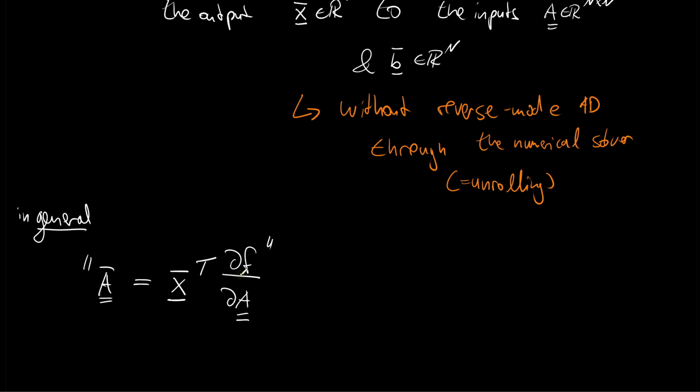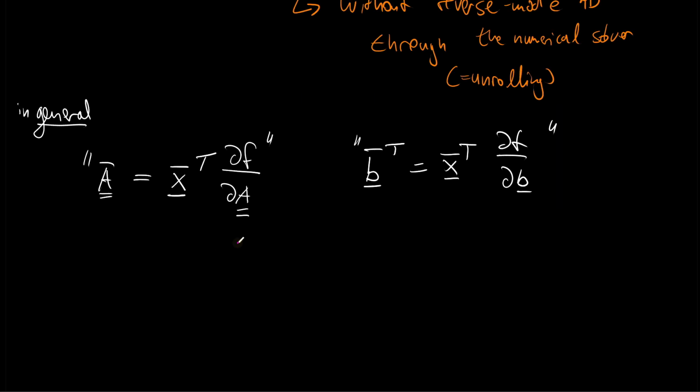And something similar holds true for the right-hand side. So we will get the cotangent information on the right-hand side, more precisely, transpose, if we take the vector x cotangent transpose, and then with df by db, and as said, a bit loosely. Let's also note this down. Yep, this is not a nice quantity. Let's say, this is not a nice quantity.